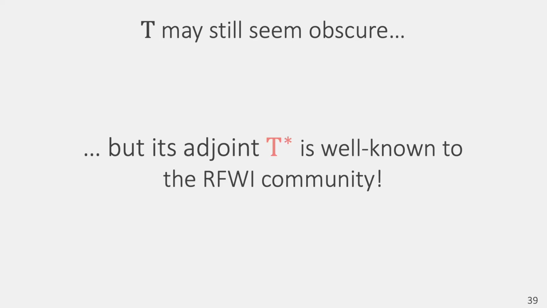After all that, T may still seem obscure to you. However, its adjoint T star is a well-known operator used by the reflection FWI, or RFWI, community. However, in RFWI, a non-extended perturbation of reflectivity is used. And to give you a hint of what we're going to see next, this is one of the operators responsible for what people call the rabbit ears velocity updates.